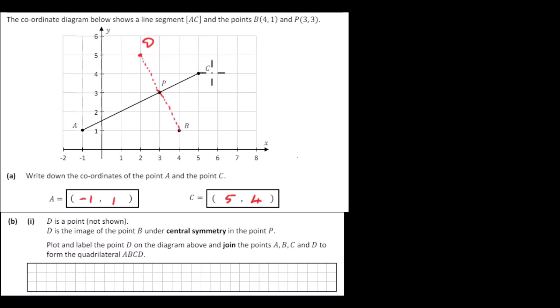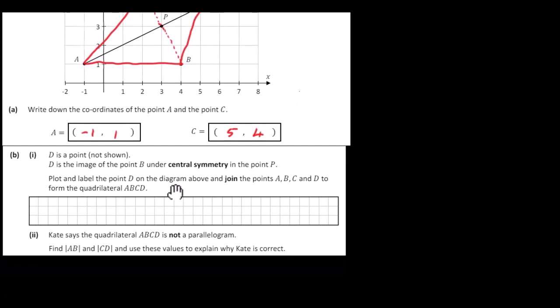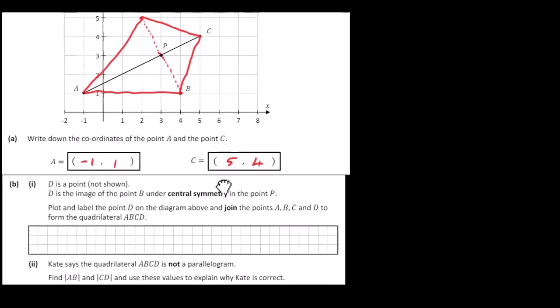On the diagram above, and join the points A, B, C, D. So again, with the ruler, join these up. Oops, and you should get something like that. Okay, so that's that part done. Plot and label the point D on the diagram, join the points A, B, C, and D to form the quadrilateral. Okay, Kate says the quadrilateral ABCD is not a parallelogram. Okay, and it doesn't look like a parallelogram.